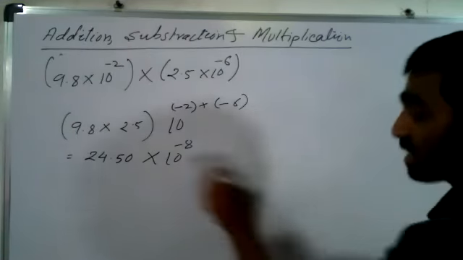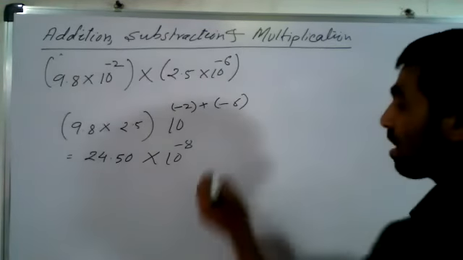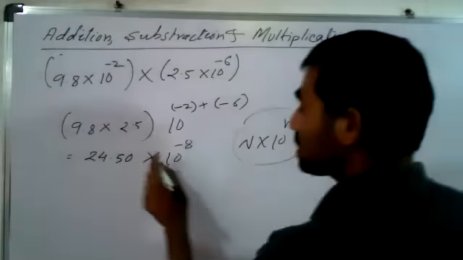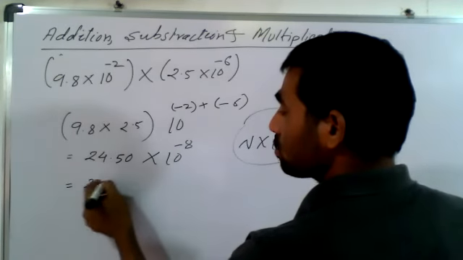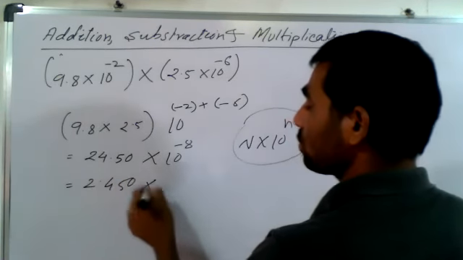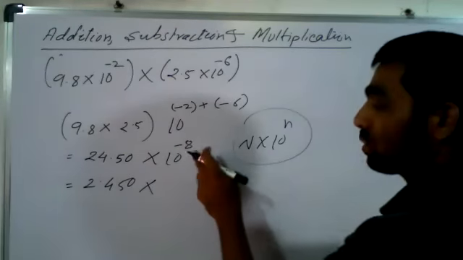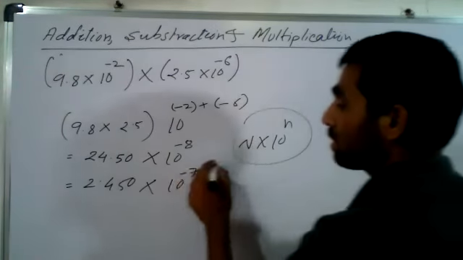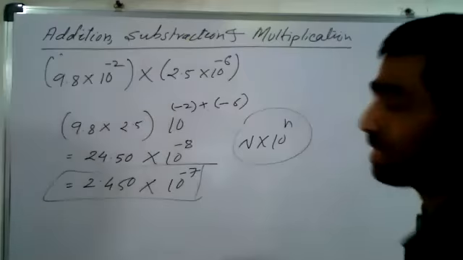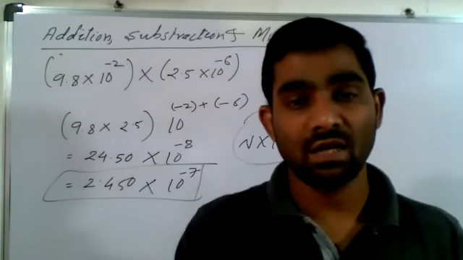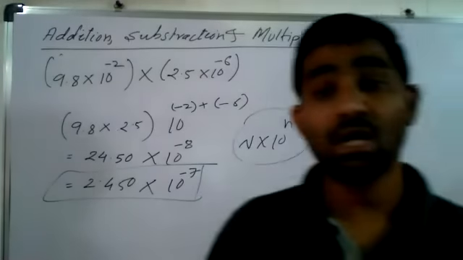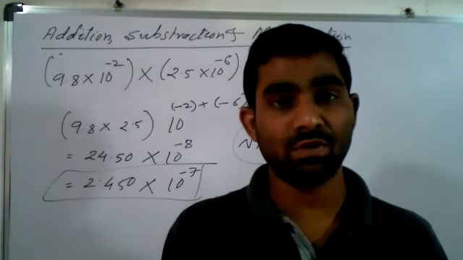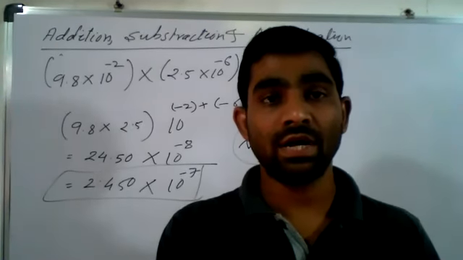But is this the correct expression? No. Why? Because we know it should be n into 10 to the power n. So reduce this: 2.450, and the exponent will change by 1, so minus 7. This is the correct way of doing the operations of addition, subtraction, and multiplication. Okay, let us go for the next point.